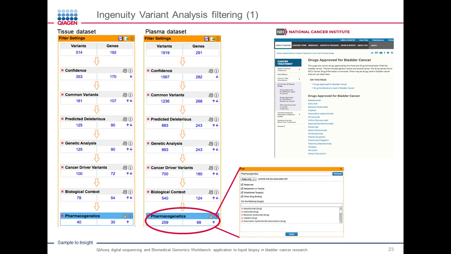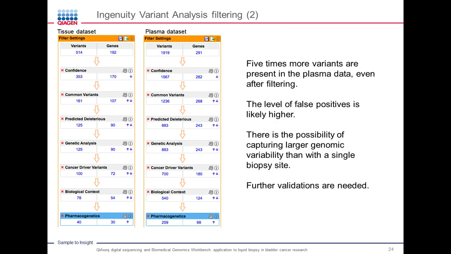It is important to notice that, by using this very powerful but also very stringent filtering approach, we still have, after filtering through all these criteria, 5 times more variants in the plasma data compared to the tissue data on the left-hand side. This big difference is obviously worth investigating, and there is the likelihood that the level of false positives is higher in plasma, because this amount of variants might look rather suspicious.